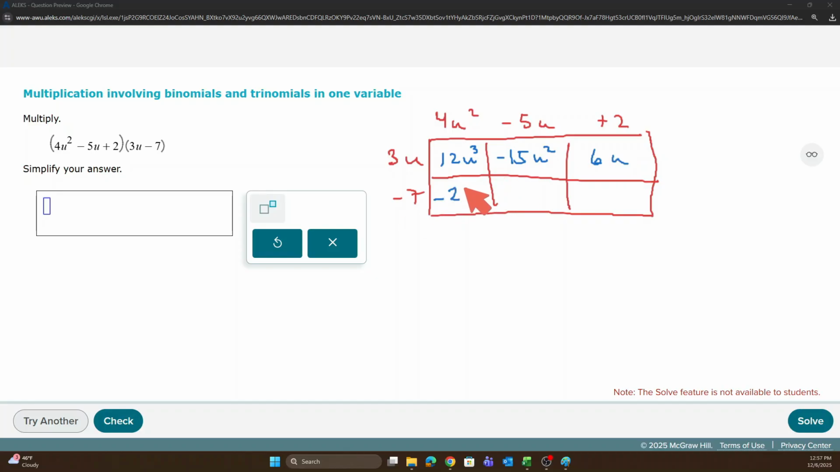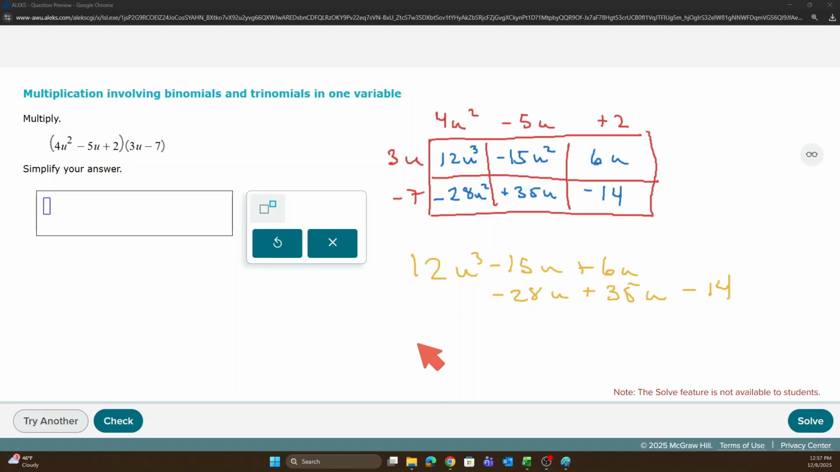Minus 28u squared plus 35u minus 14. Writing everything out, 12u cubed minus 15u squared plus 6u minus 28u squared plus 35u minus 14. Go ahead and bring our like terms together.